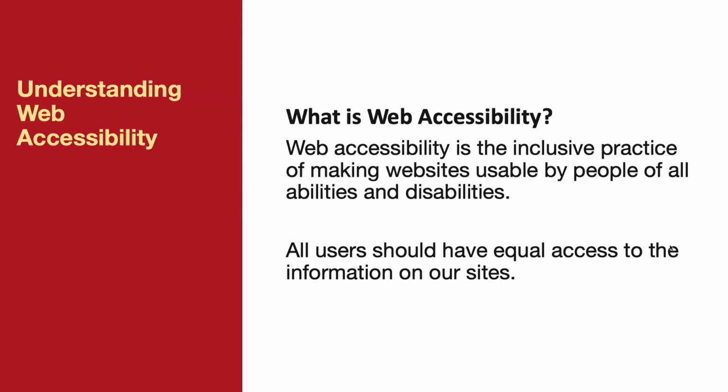So what is web accessibility? It is the inclusive practice of making websites usable by people of all abilities and disabilities. Think of how we make public spaces accessible using things like ramps. Web accessibility best practices are like the ramps for websites. So when we design our websites with accessibility in mind, all users have equal access to the information on them.